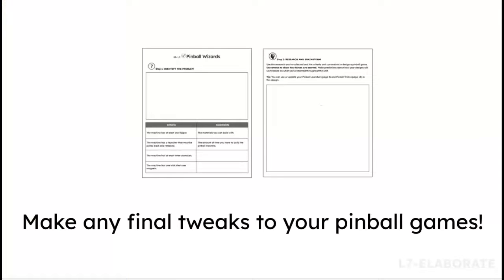For the Elaborate portion, you can provide engineering teams time to make any final tweaks to their pinball games. If time allows, you'll have students use Step 7 in their Pinball Wizards student journal page to redesign or revise their pinball machine. These pages and their final models will be their summative performance task.